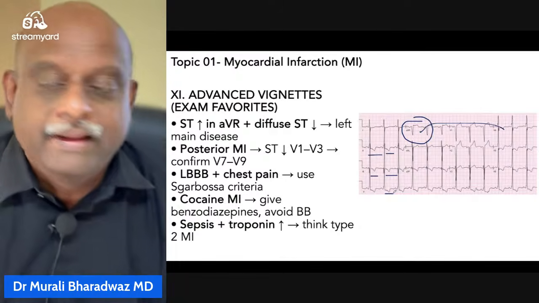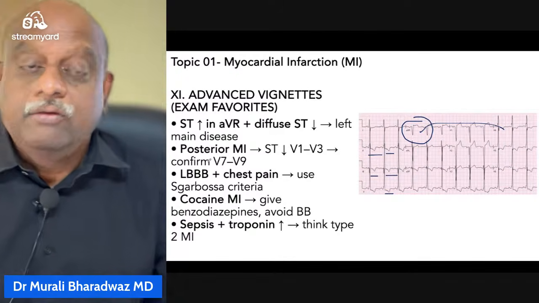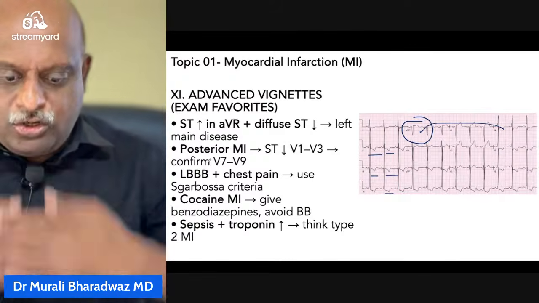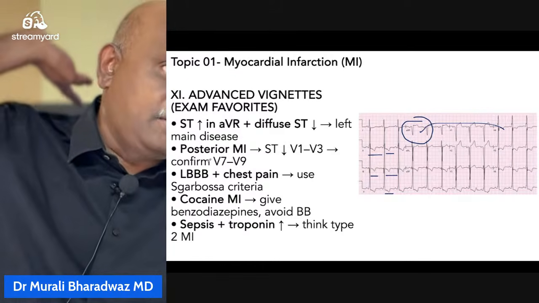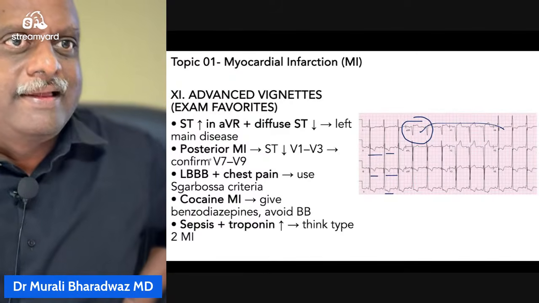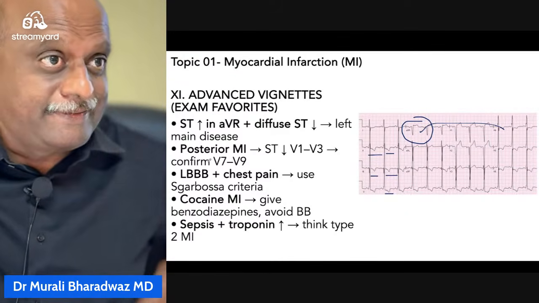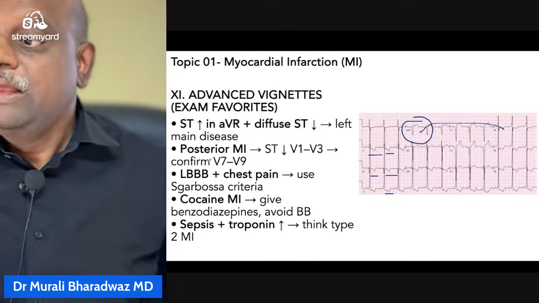Clear? Then, second important rule. Whenever MI is there, not in the anterior wall but in the posterior wall, you have only anterior leads and lateral leads. You don't have leads placed in the posterior wall, right? How do you detect?